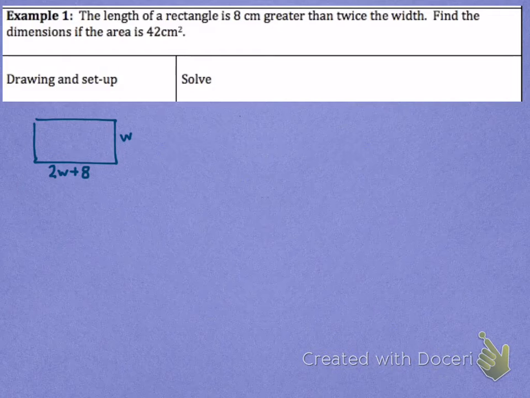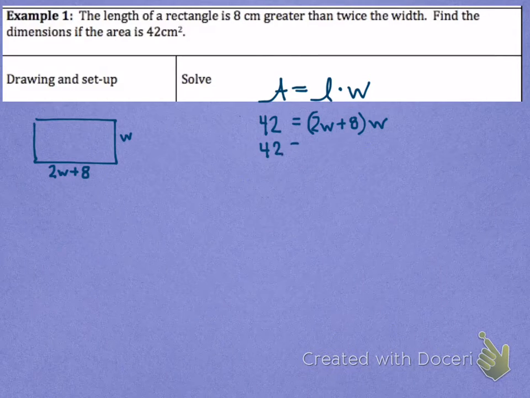And then you know that the area of a rectangle is length times width. So area is equal to length times width. We're going to set that up, and we also fill in what we know. Our area is 42 centimeters squared, and we have our length as 2w plus 8. To find the area would be multiplying that times the width. So that's our setup. Then we work to solve.